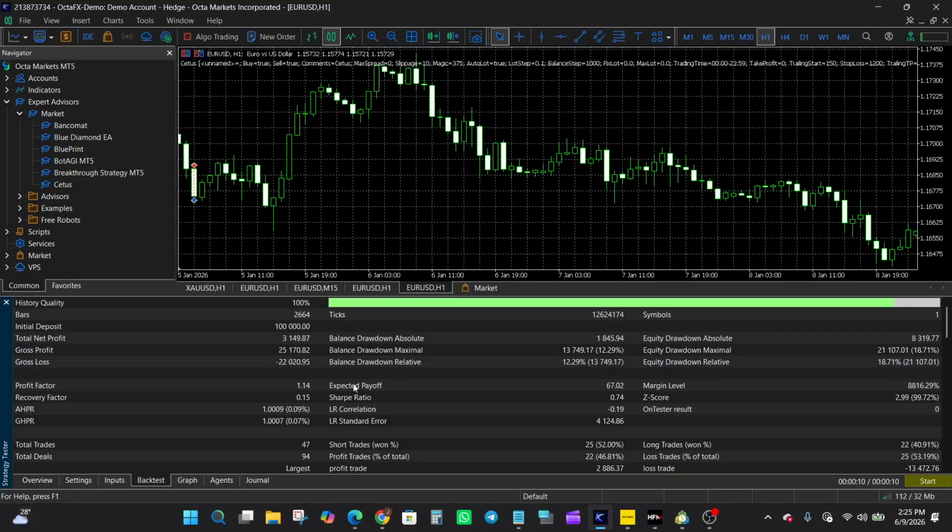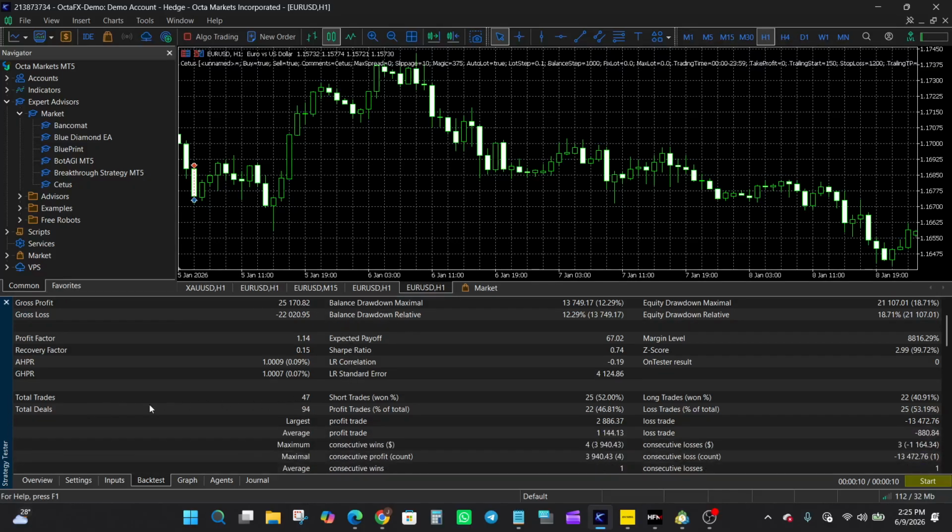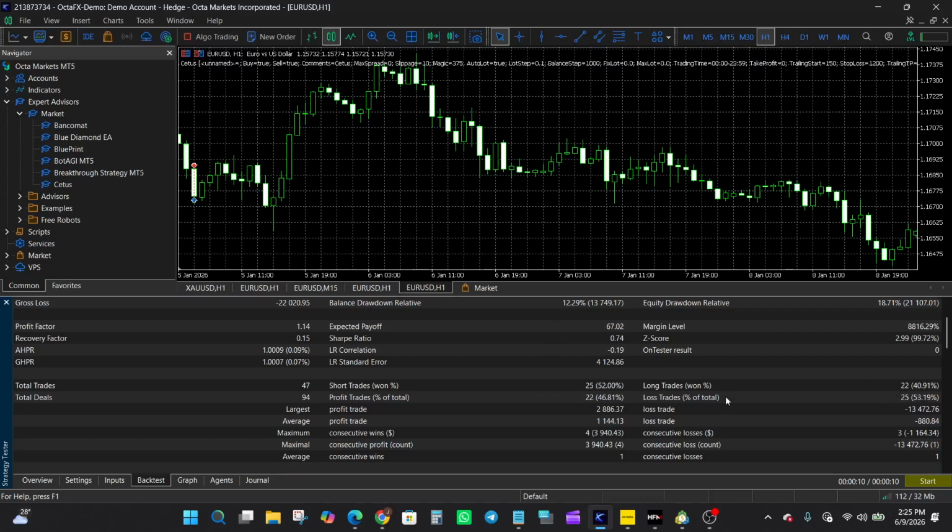Okay, so let's quickly look at the results, and we can see that from an initial deposit of $100,000, the total net profit made was 3,149.87, and 47 total trades were taken. Short trades were 25, with a 52% win rate. Long trades were 22 with a 40.91% win rate.